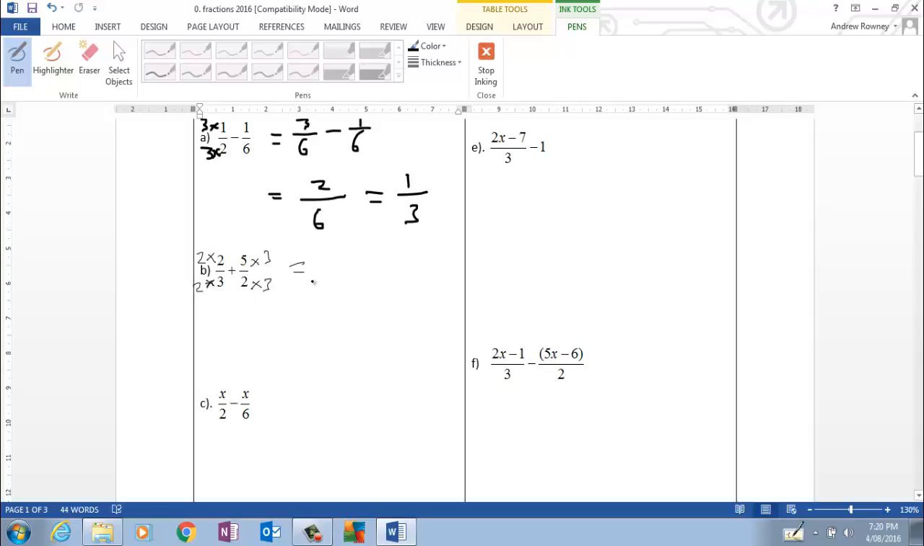Okay, so that means we'll have 4 on 6 plus 15 on 6, and that equals 19 on 6, and we can't cancel that down, so that's the answer.